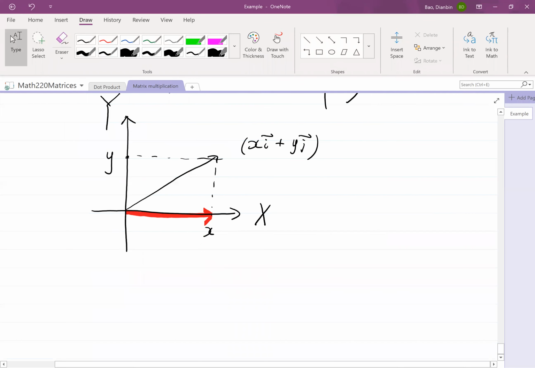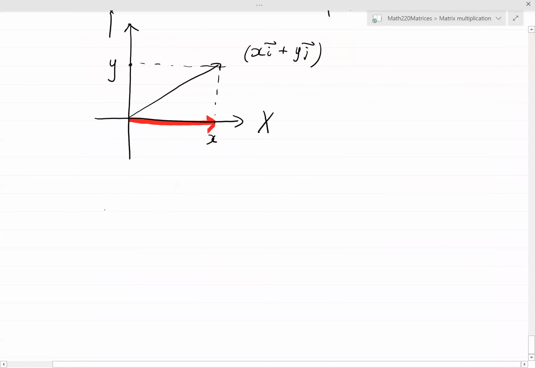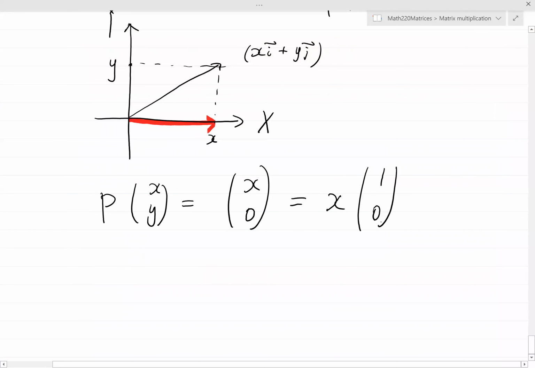So what we want is P of x, y. Simply get x, 0. You can write it as x times (1, 0). Now you see we don't have any y. What do we do? We just multiply y by 0. No y. So the y part just dies because there's no y.